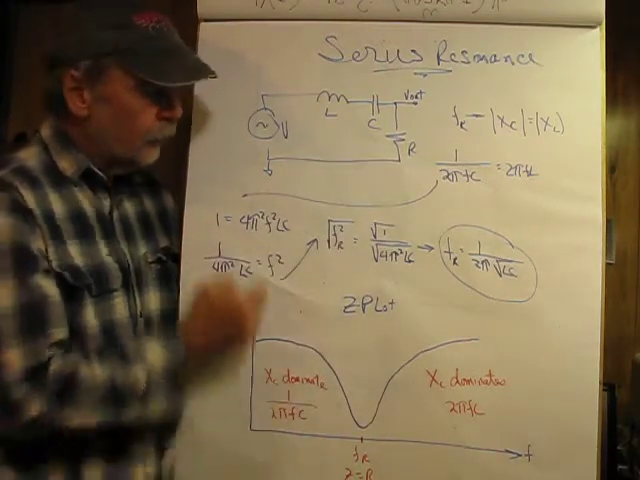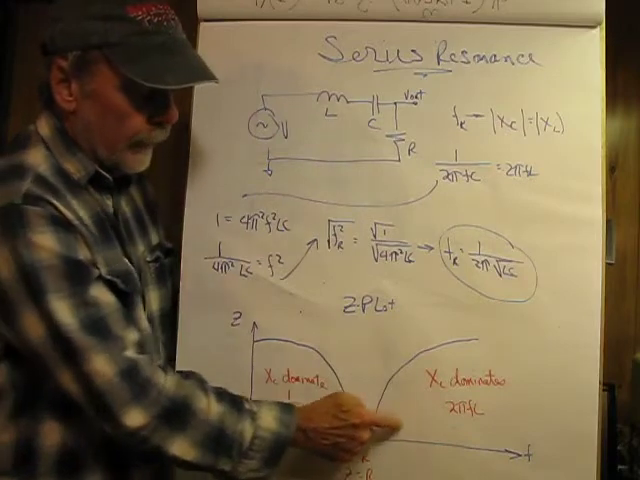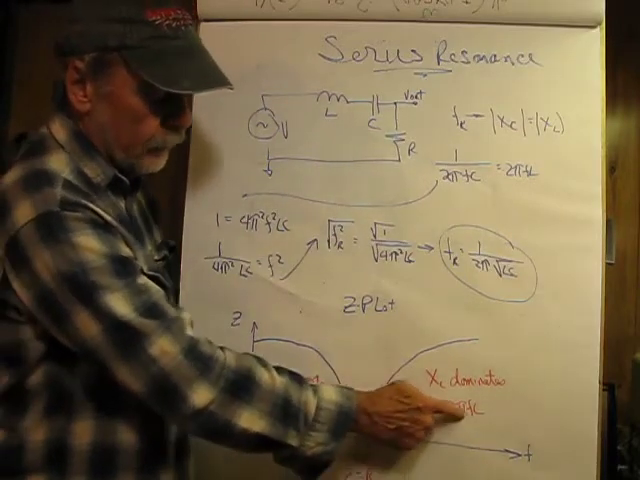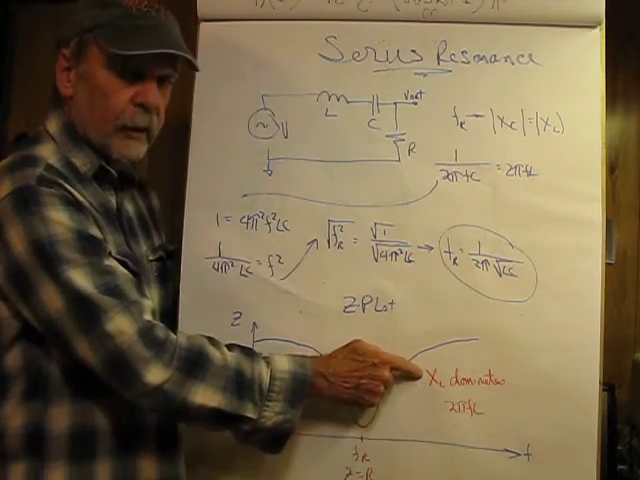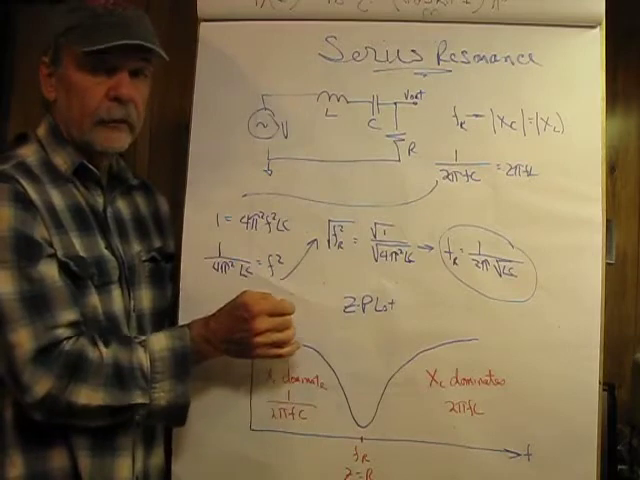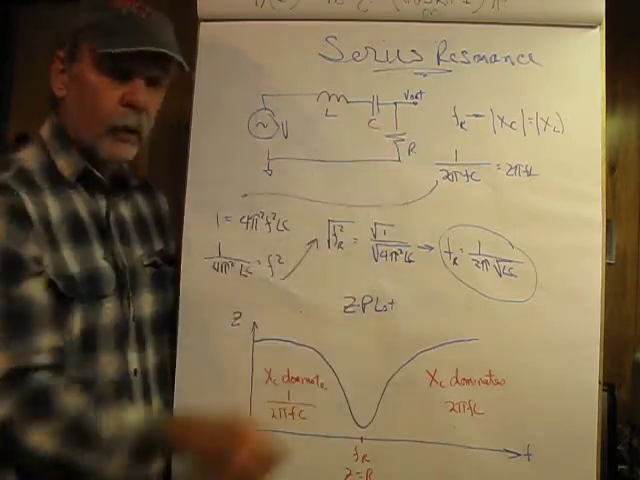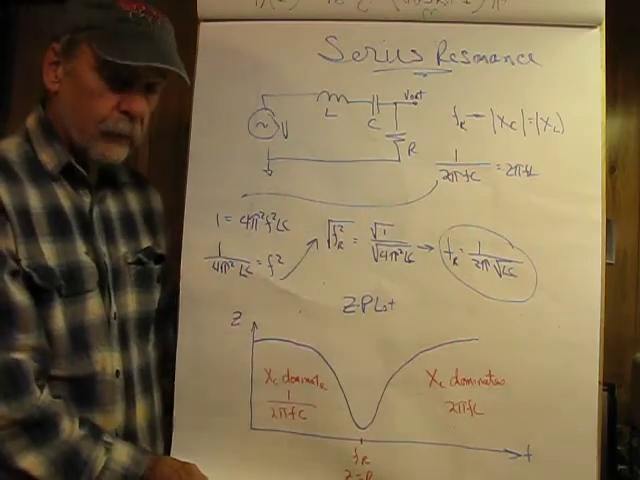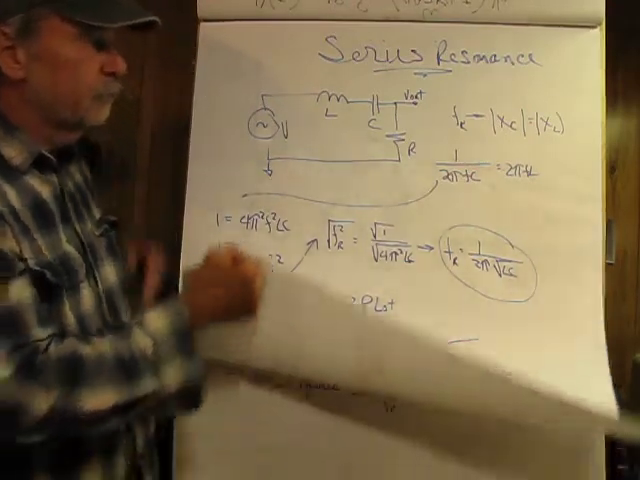As we continue to turn up the frequency, what we see now is that the inductive reactance will dominate, because if F goes up, X sub L goes up. So now more voltage would be dropped across L as opposed to dropped across C or across R. So that's what a series resonant circuit looks like from the standpoint of impedance.